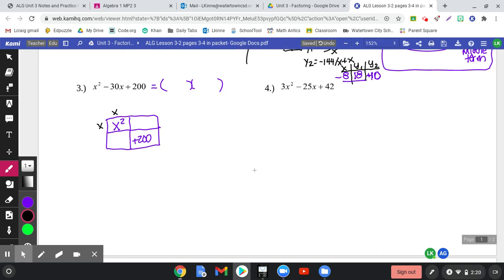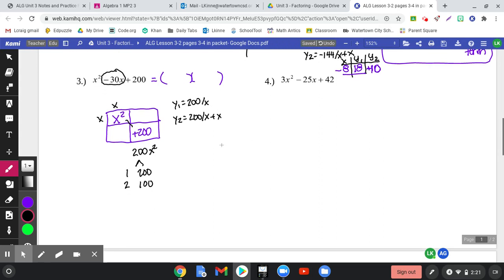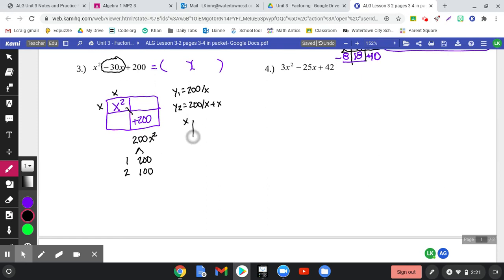And again, let's go to our calculator. So in y1, I'm going to type in 200, right? Because when I multiply these, I get 200. Positive, so 200 divided by x. In y2, I'm going to do 200 divided by x plus x. Or again, you could sit and list 1 times 200, 2 times 100. Keep listing until you figure out negative 30. That's where it gets complicated because you don't see any negatives right now. All right, so now I'm going to get my table ready. Guess I didn't need to make it that big, but whatever. We're looking for negative 30.